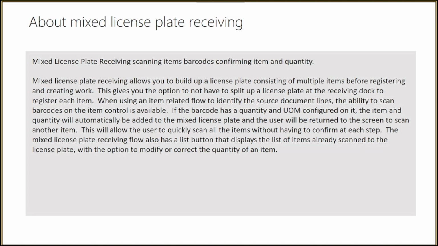To avoid that, this option means that you don't need to split up a license plate when receiving. You need to register each item, but you can put all items on the same license plate. What we also want to say is that when you use the item-related flow to identify the source document, you have the ability to scan the barcode on the item, and now that is available. If the barcode has a quantity and unit of measure configured on it, the item and the quantity will automatically be added to the mixed license plate, and the user will be returned to the screen to scan another item.